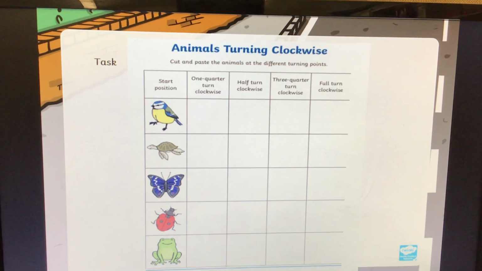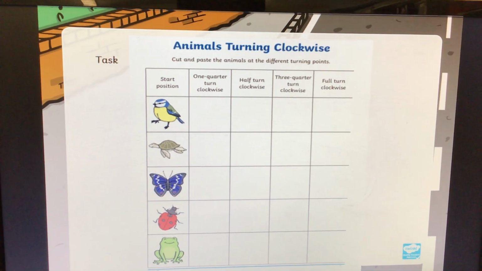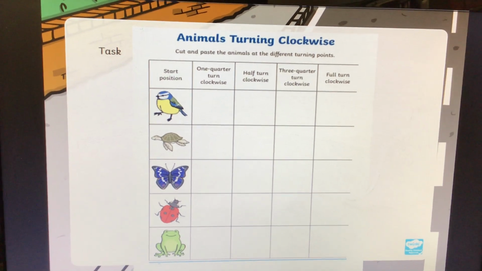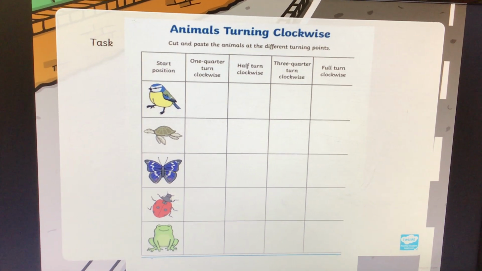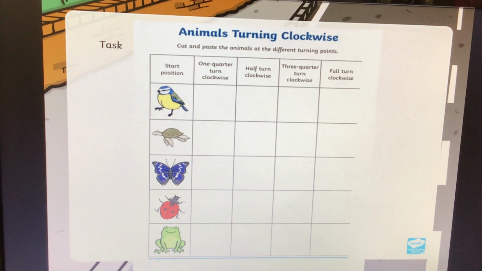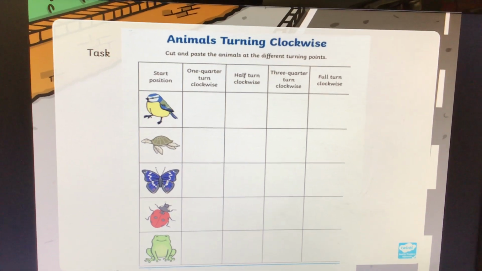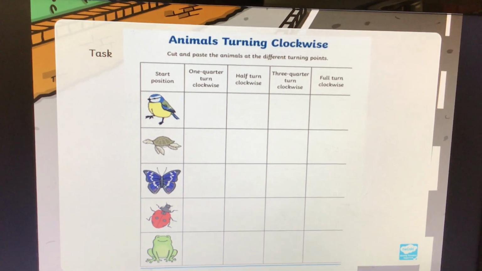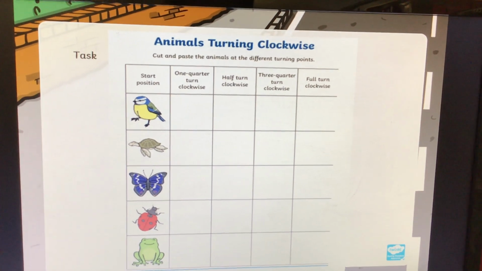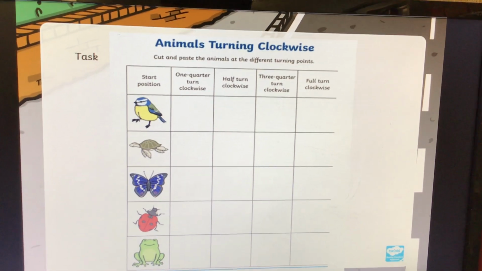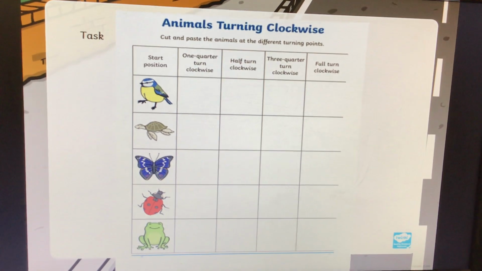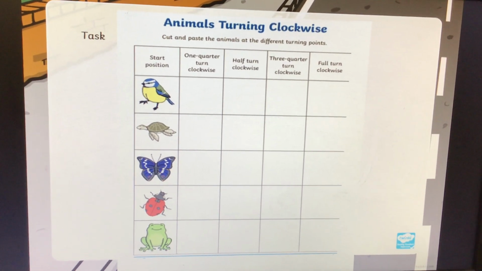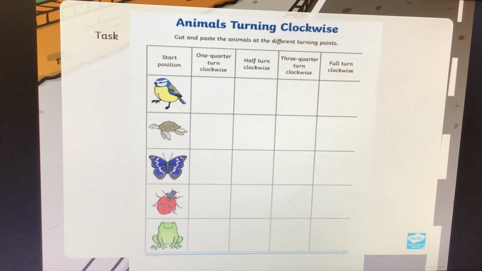Right, your task on Teams is to have a go at these animals and to turn them a quarter and a half turn and also a three-quarter turn if you can. And then there's also here a full turn. A full turn will turn the animal all the way round to where it started with. Okay, so you've got these on Teams. You can print them off and cut them out and try and show me the different turns that they make.